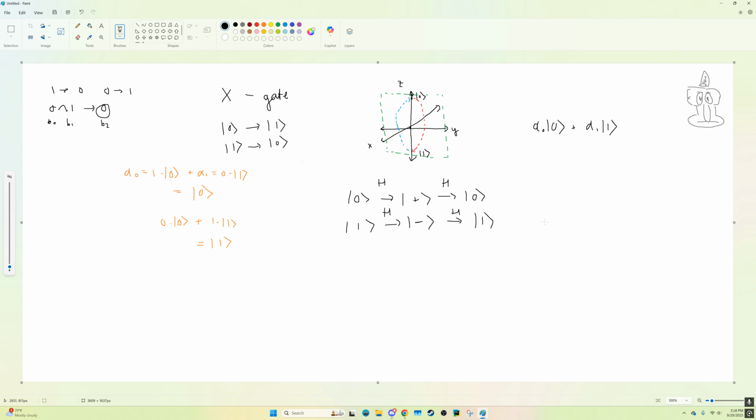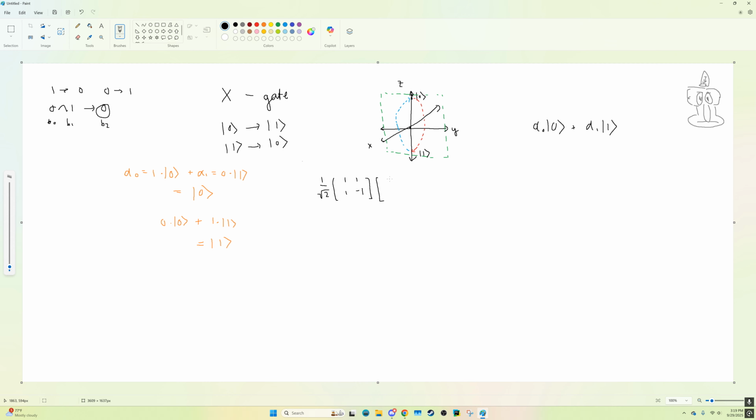Let us look at the Hadamard matrix representation now. So the Hadamard matrix representation is 1 over square root of 2 times 1, 1, 1, minus 1. And you can multiply it by itself to get back the identity matrix, or its conjugate transpose, which is the exact same thing as itself, because there are no complex terms here and the minus signs are in the corners.